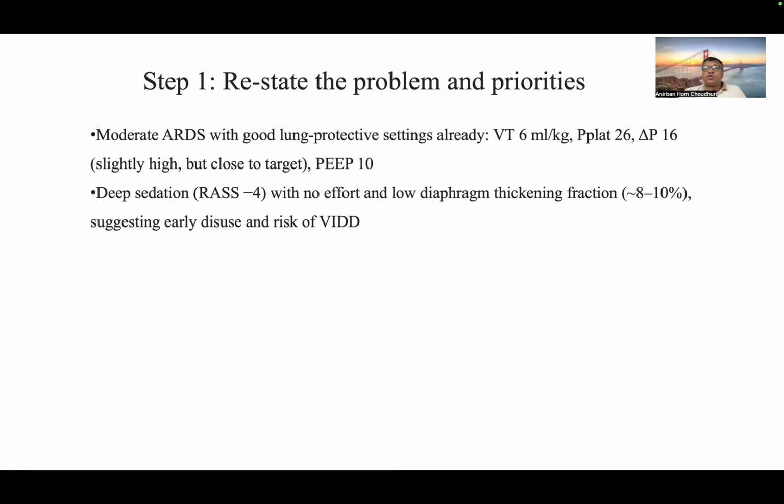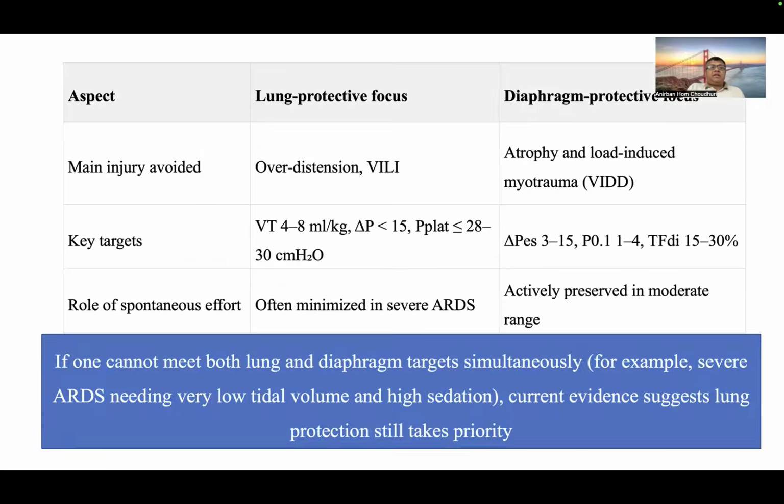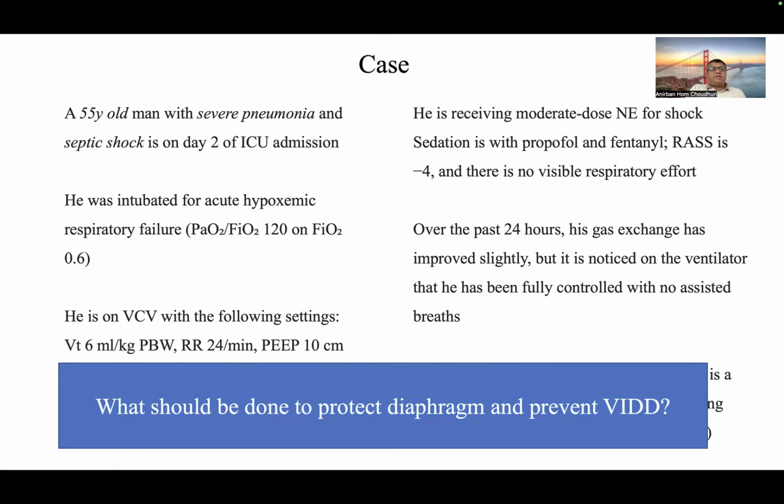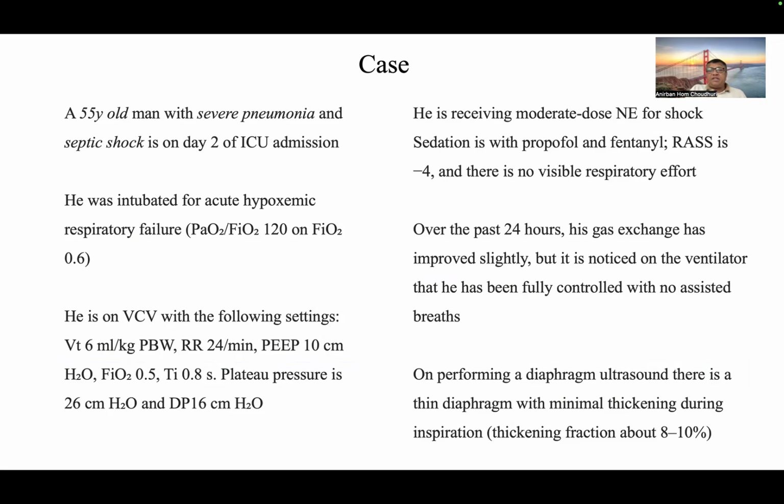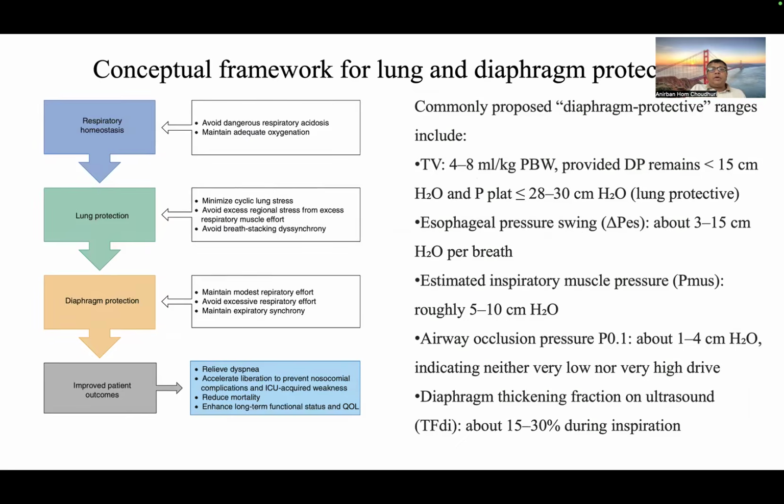So after having understood this core concept, if we go back to our case, this 55-year-old man, severe pneumonia, day 2 of ICU admission, intubated for acute hypoxemic respiratory failure on volume control ventilation with a moderate dose of norepinephrine with a RASS score of -4, and over the past 5 hours showing gas exchange which has improved slightly, but with no assisted breaths noticeable on the ventilator, and a diaphragm ultrasound showing a thickening fraction of 8 to 10%.